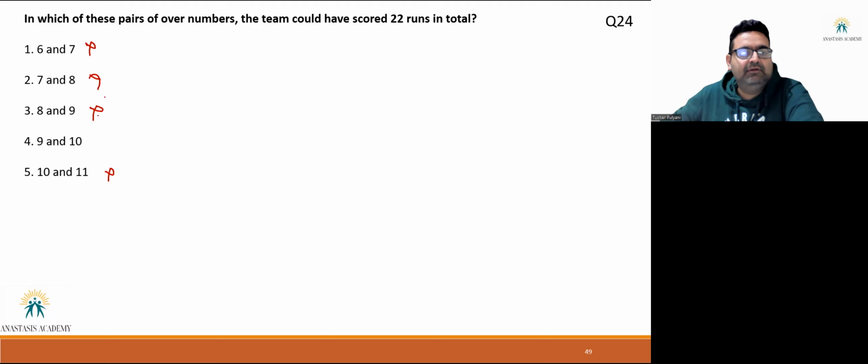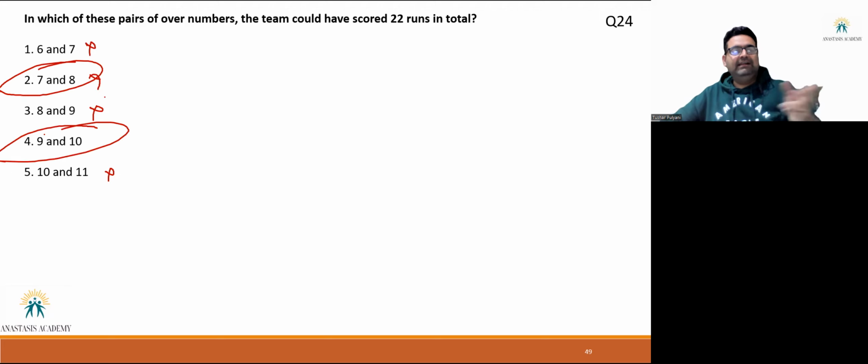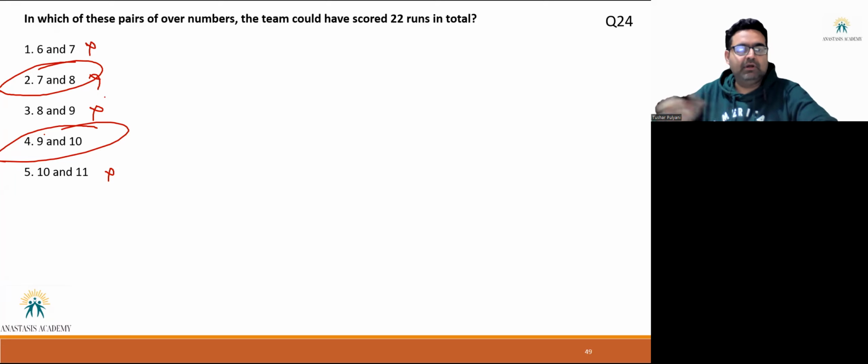and 10 and 11 is not possible. So I have to check 7 and 8 and 9 and 10. The standard pairs given 6, 7, 8, 9, 10, 11, those are not possible. Their total we already know, and none of them is 22, right? So all we had to check was 7 and 8 and 9 and 10, right? Again, life is easy. Why?